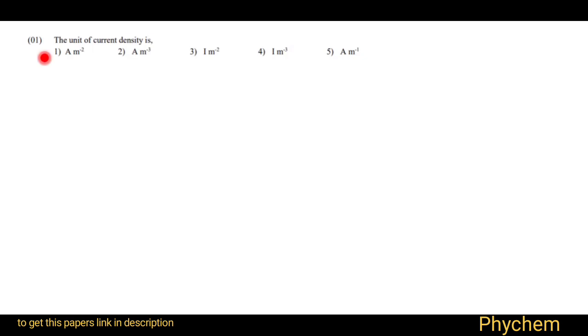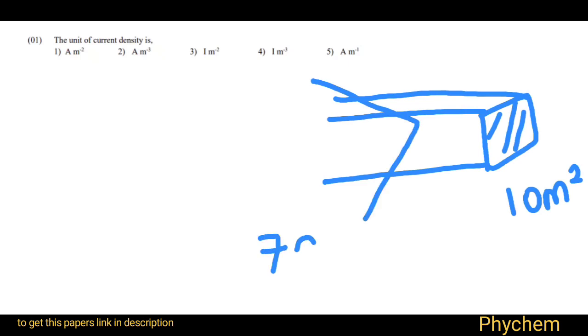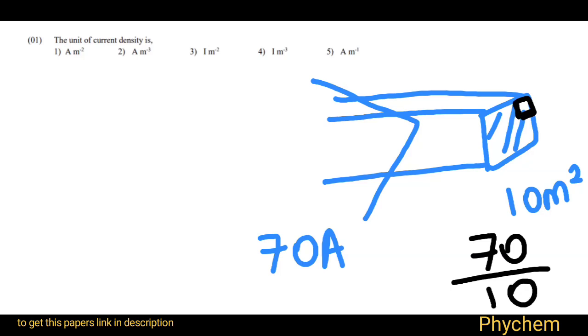Okay, the unit of current density: you know that current density means the amount of current passing through a unit area. So for example, the cross-sectional area of this conductor is 10 meter squared, and the current passing through the conductor is totally 70 ampere. So in this conductor, the current density would be the amount of current passing through a unit area. Therefore, you have to divide the 70 ampere by the total cross-sectional area 10. You will end up with the answer 7 ampere meter minus 2.